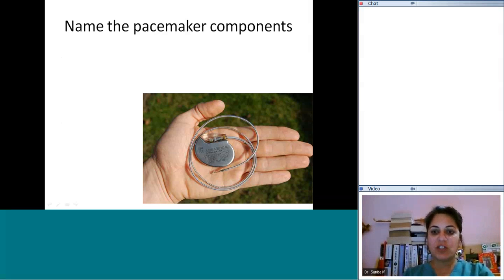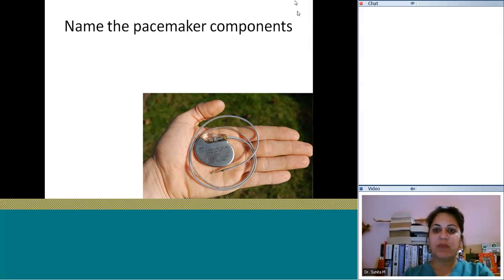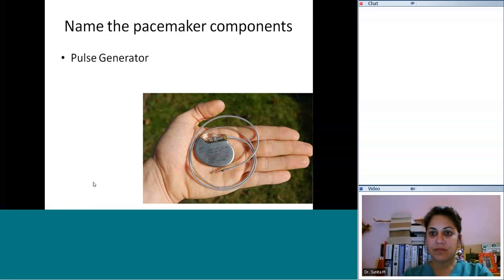So the first question, what are the pacemaker components? Can you name the 3 components of a pacemaker? Here's a pacemaker, so just name what are the 3 components. So you see here where it's written St. Jude's, right? That is your pulse generator. So that is what produces your pulse.